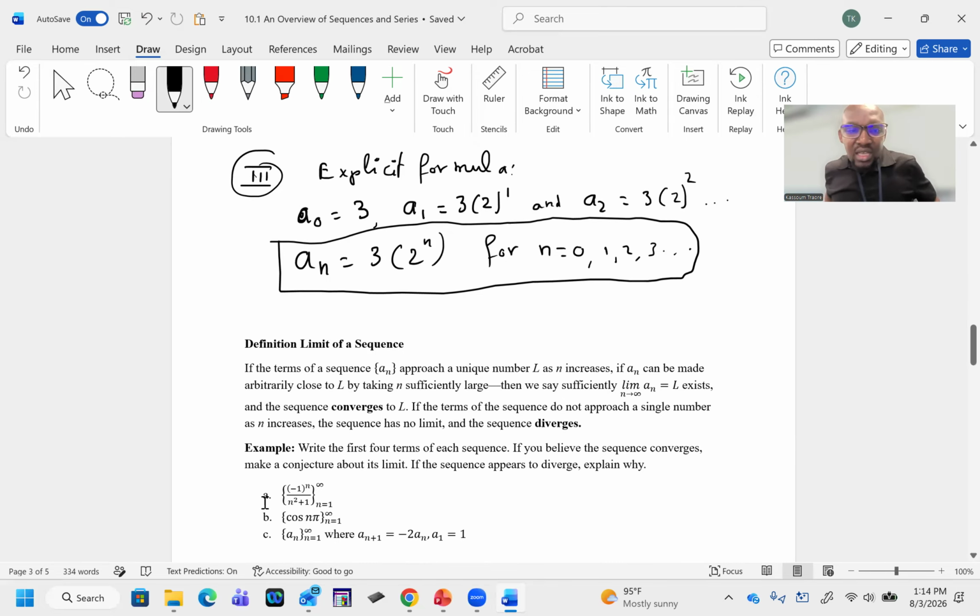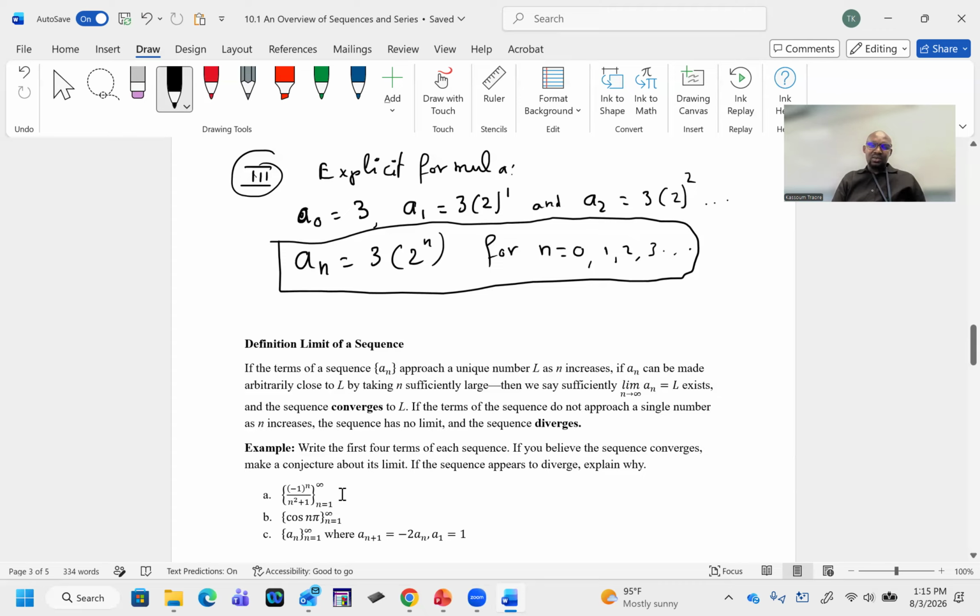So, definition: if the terms of a sequence a sub n approach a unique number L as n increases, if a sub n can be made arbitrarily close to L by taking n sufficiently large, then we say the limit of a sub n as n approaches infinity is equal to L, the limit exists, and the sequence converges to L. If the terms of the sequence do not approach a single number as n increases, the sequence has no limit and the sequence diverges.